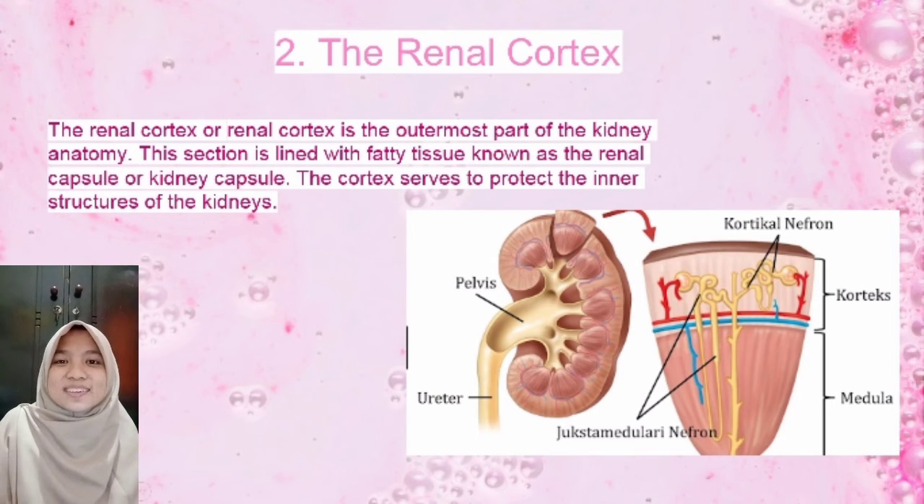2. The renal cortex. The renal cortex is the outermost part of the kidney anatomy. This section is lined with fatty tissue known as the renal capsule or kidney capsule. The cortex serves to protect the inner structure of the kidney.